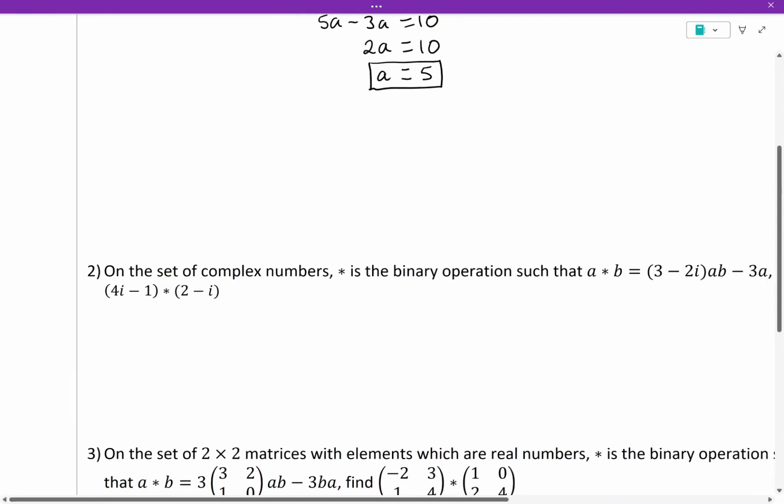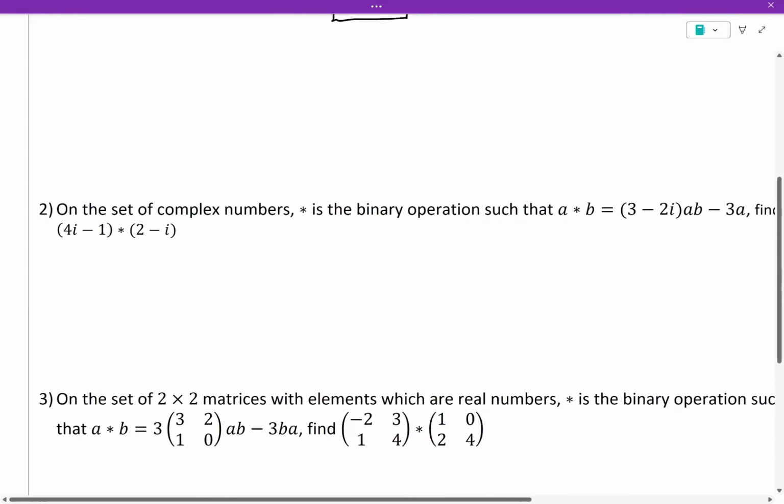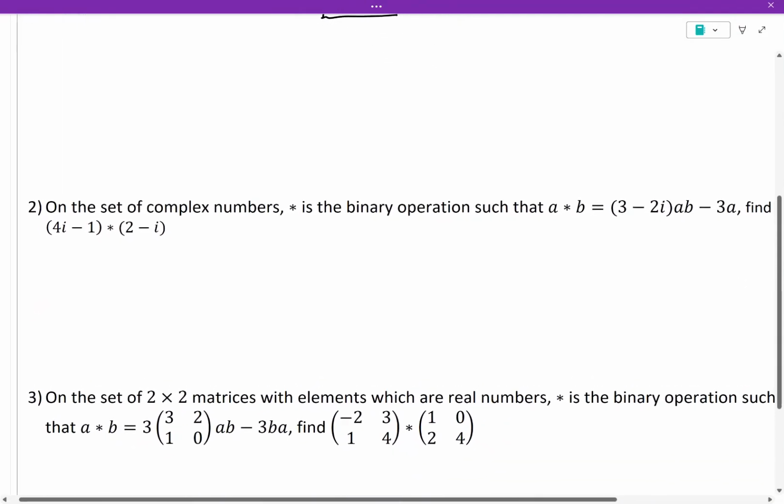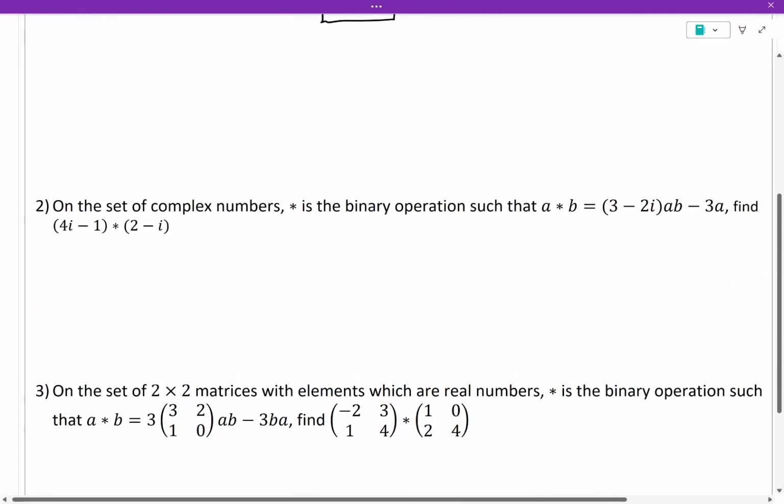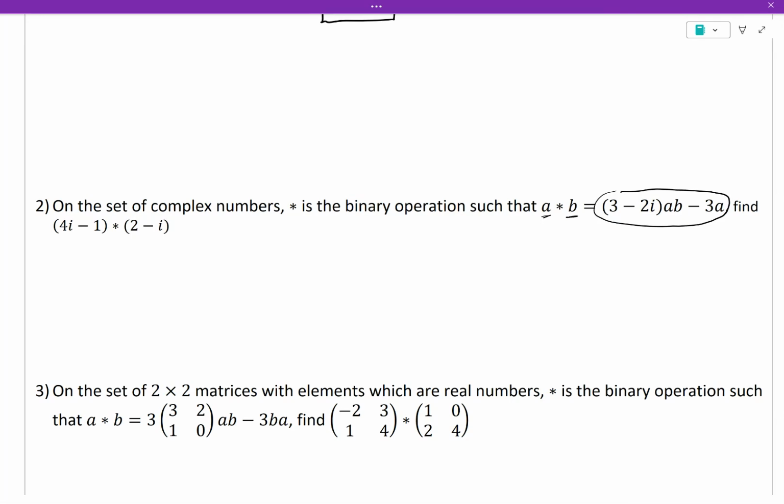Okay, another scenario that we have to consider here. On the set of complex numbers, we've been given our binary operation, and it's looking pretty complicated. The 3 take 2i is always going to be in there, and then we're going to multiply it by a value for a, and multiply it by b, and then we need to subtract 3a. So there's quite a lot of calculations going on there. That's going to take quite a bit of time.